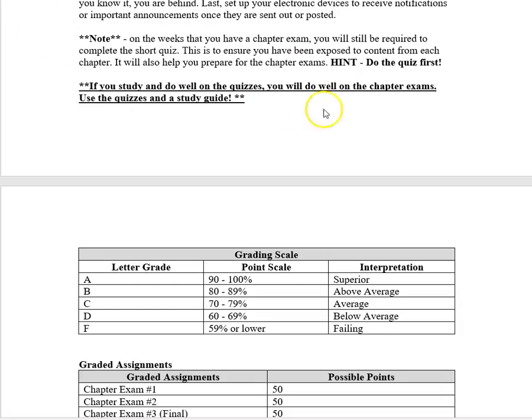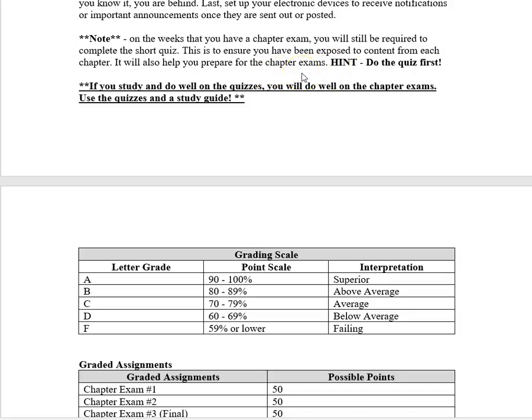Also, you need to note that on weeks that you have chapter exams, you may also be required to do a short quiz. Actually, you will be. You're going to have a quiz basically every week. Because of that, there's going to be a week where you're going to have a quiz and a chapter exam. If that happens, and it only happens a couple of times, do the quiz first.